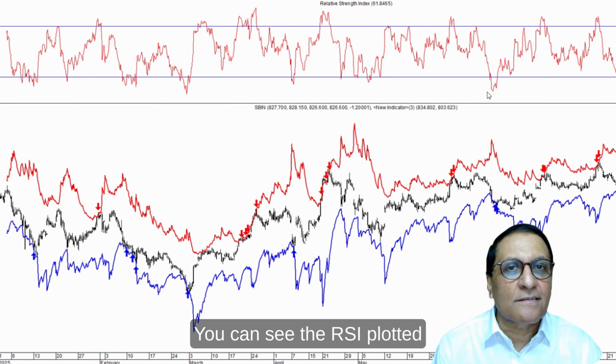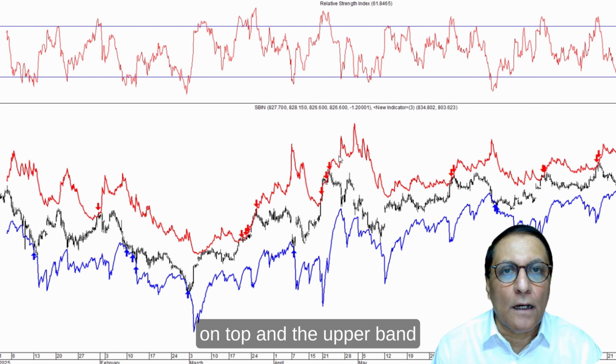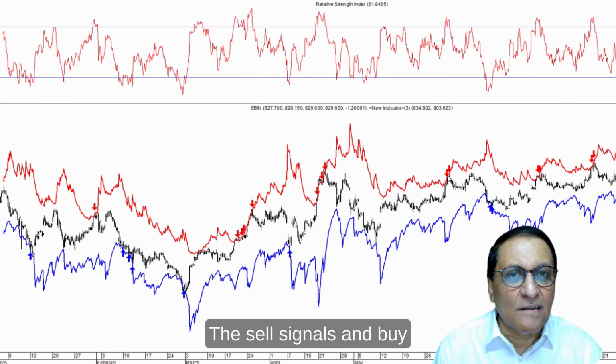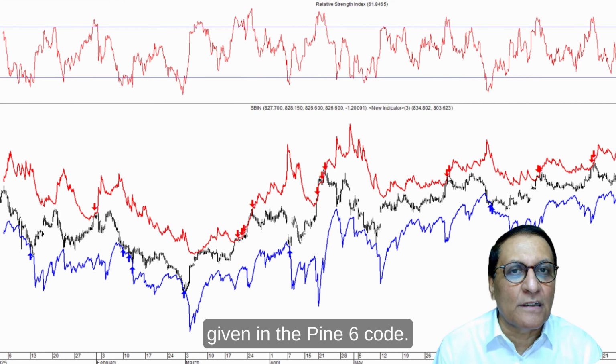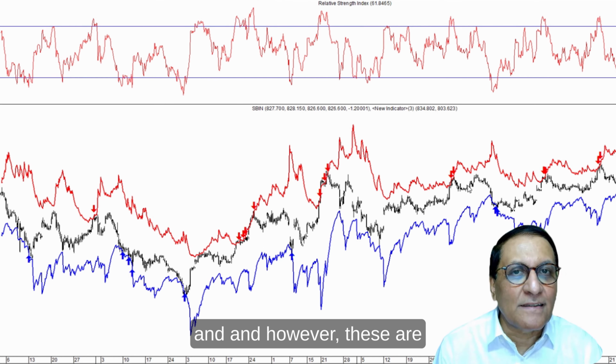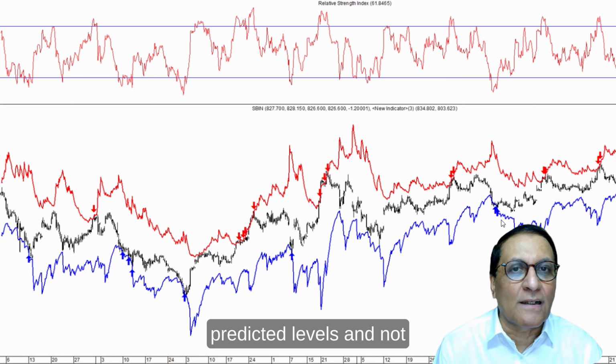You can see the RSI plotted on top and the upper band and the lower band plotted in red and blue on top of the candlestick chart of State Bank of India. The sell signals and buy signals follow the theory given in the Pine 6 code, and you can see that the sell signals appear where the RSI has gone overbought, and however these are predicted levels and not lagging levels, and therefore have a higher degree of accuracy than the normal RSI study.